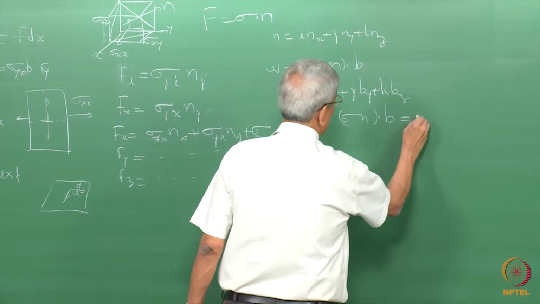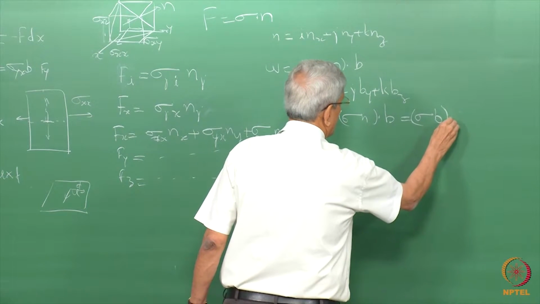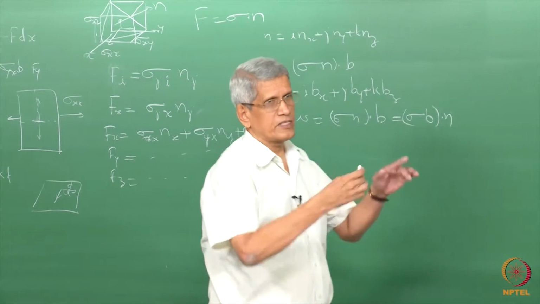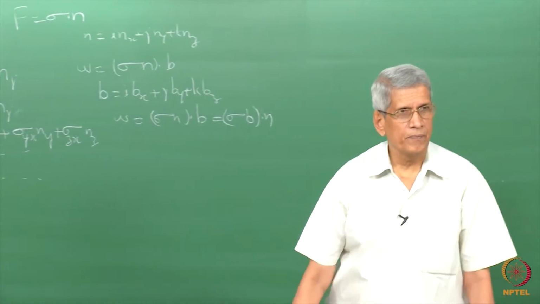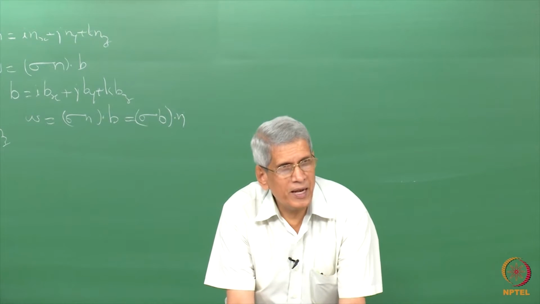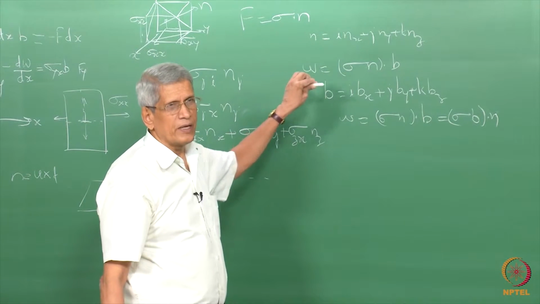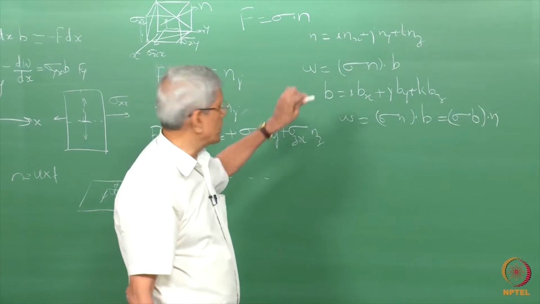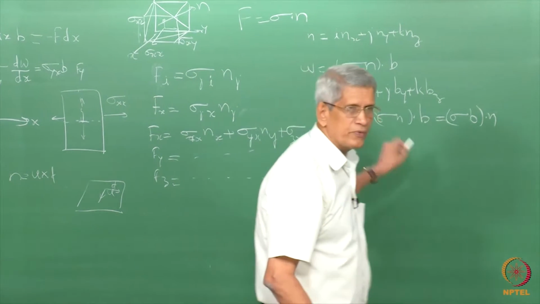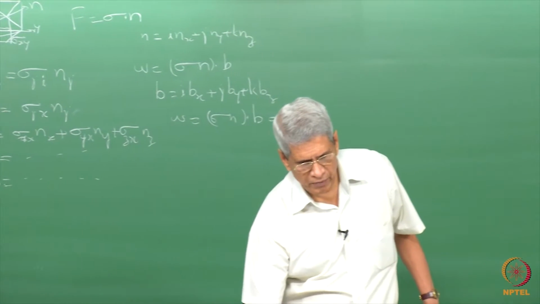n dot b will be equal to sigma into b, dot n. This just changes the form; these are only some mathematical operations which we have just done. So this is equivalent to the work done on the plane, that is on the dislocation: the force which is going to act on the dislocation times the distance which it has moved. That's equivalent to it. And that force is always going to be negative. That is what essentially is being given here.